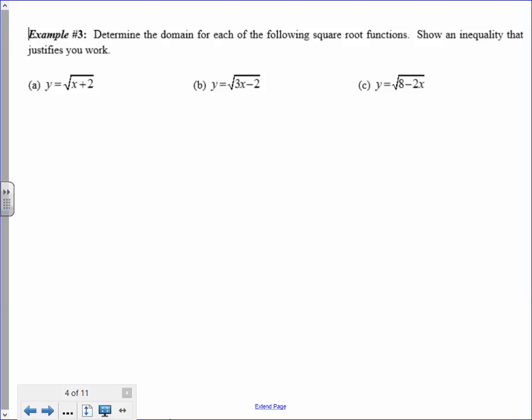Now, think about a square root in general. So I'll write up here and then I'll erase it. When I have something under a square root, what kind of numbers can I not generally take the square root of? Negatives. So the number under the square root can't be negative.